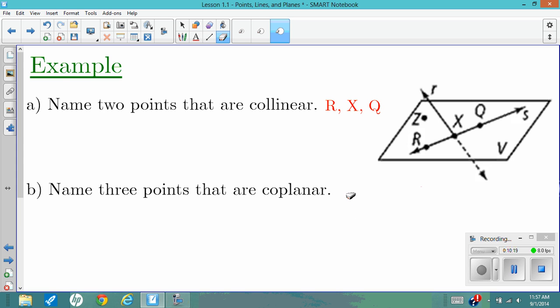So 3 collinear points. You only need to name 2. I named all of them. R, X, and Q are collinear. Z is not on the same line, so it is not collinear. And 3 coplanar points. I named them all again. R, X, Q, and Z are all on the same plane, so they are all coplanar.